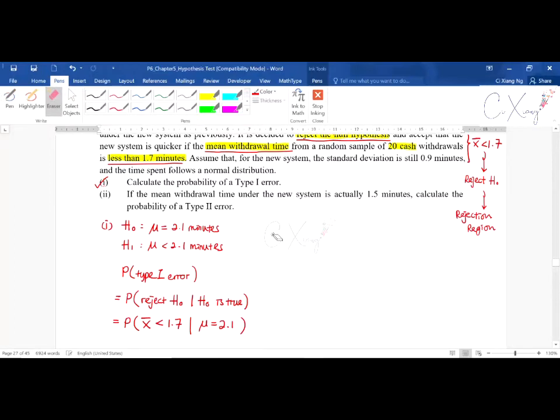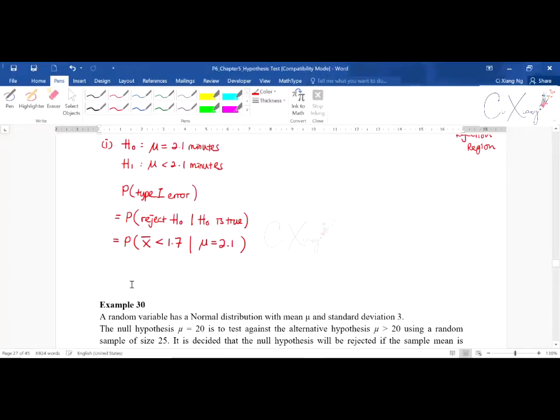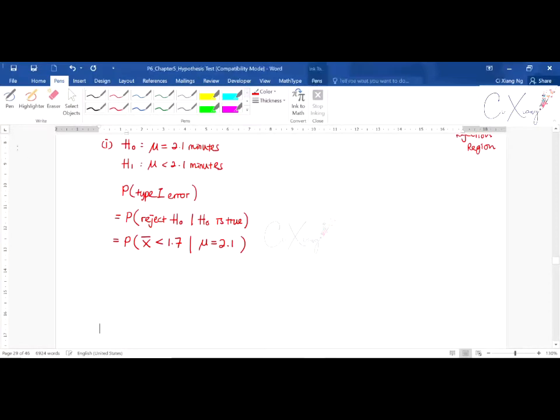Alright, so this is how we write out the symbol here. And after that, how to continue? Because this is a normal distribution, you have to change your sample mean to Z. You have to standardize it. To standardize it, it is sample mean minus the population mean divided by standard deviation. The standard deviation is 0.9 over square root n. So what is the sample size that you are using in this test? It should be 20.